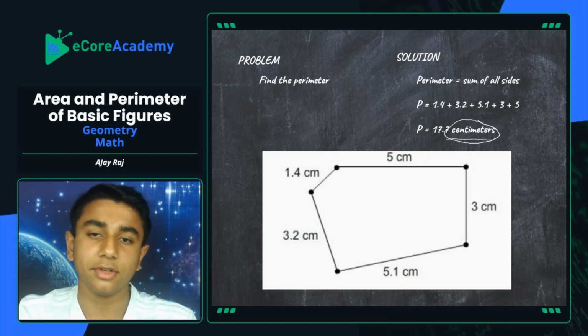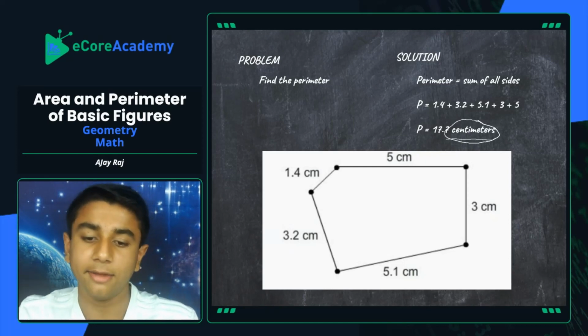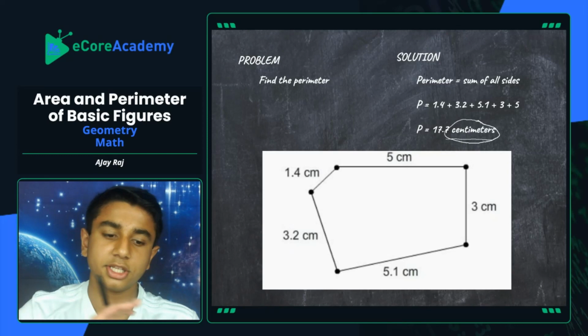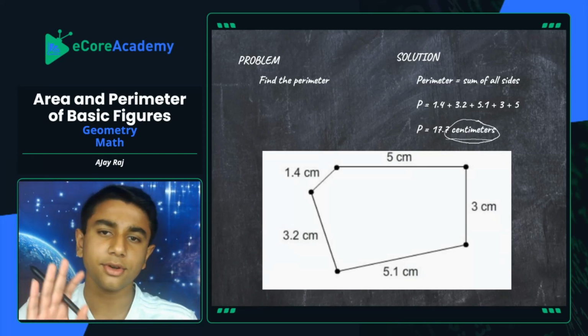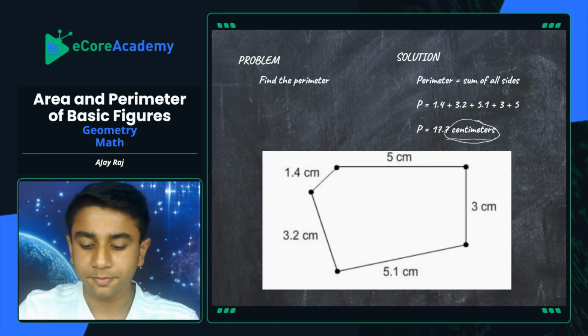You can't just say 17.7 blank. Even if you're not given a measure of length, just say units, because units is a very general term, meaning any unit of measure, any term of measure.